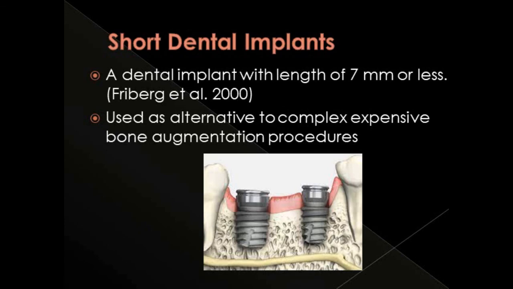Finally, short dental implants. This is a dental implant with a length that is 7 millimeter or less. This is used as an alternative to complex expensive bone augmentation procedures. Especially in cases where the height of the bone is compromised, you can go for a short dental implant.